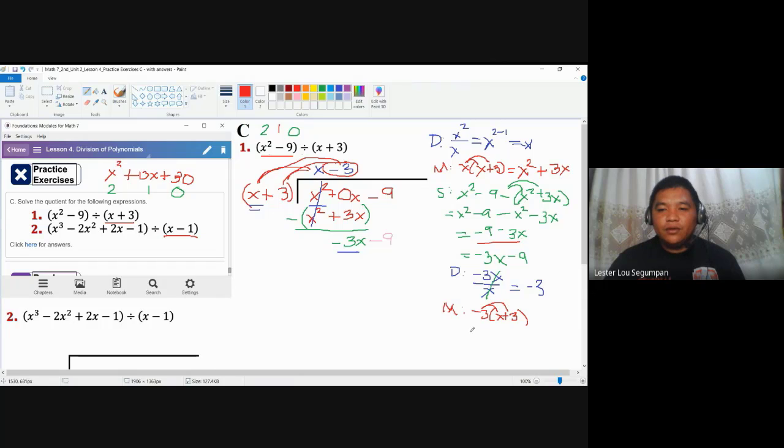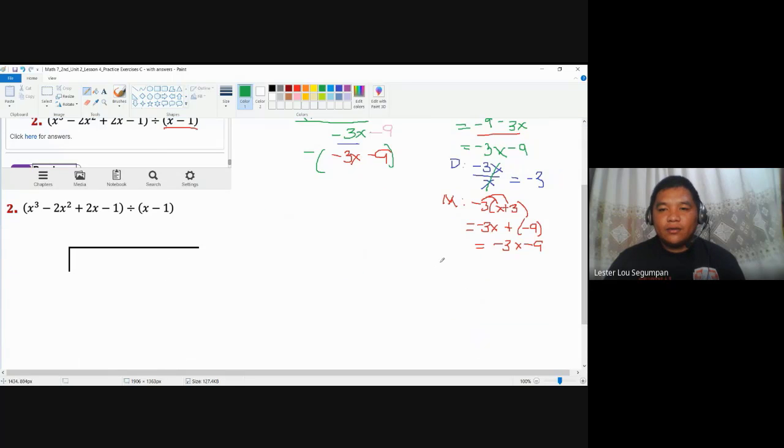Distribute, distribute. You have equal to negative 3x, separator, plus 3 times negative 3 is negative 9. So it is actually negative 3x minus 9. And then we subtract, and they should be taken as a whole. So when we subtract, this is the last difference, negative 3x minus 9, I mean minus the whole quantity of negative 3x minus 9.